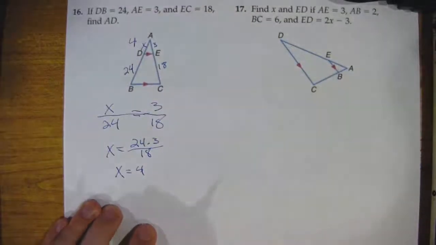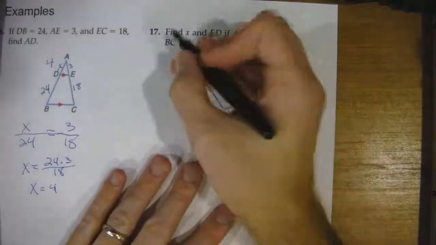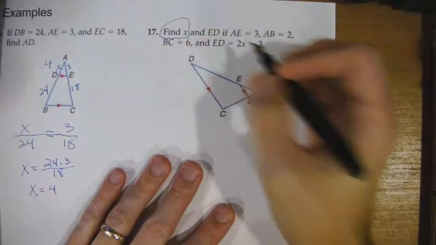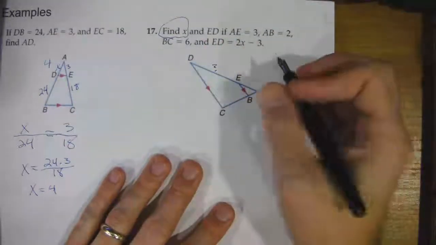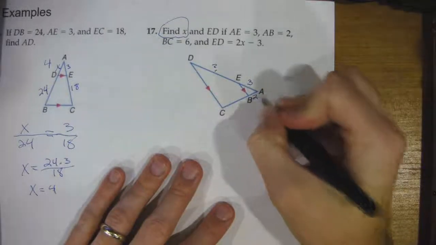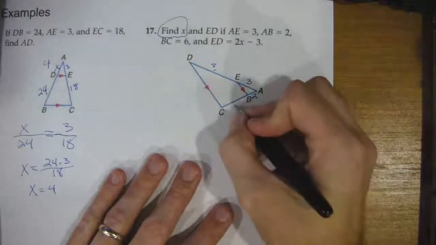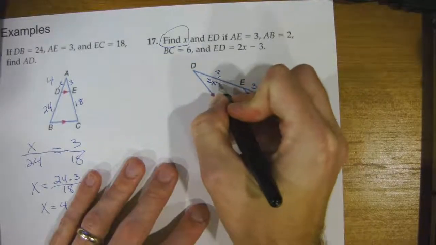Simple. All right, let's try another one. We're asked to find x in this case. Okay, so I'm going to circle that. Don't want to forget that. And I want to find ED. Where is ED? There's ED. If AE is 3, so let's write that down. AE is 3. AB is 2. Excellent. BC is 6. And ED is 2x subtract 3.